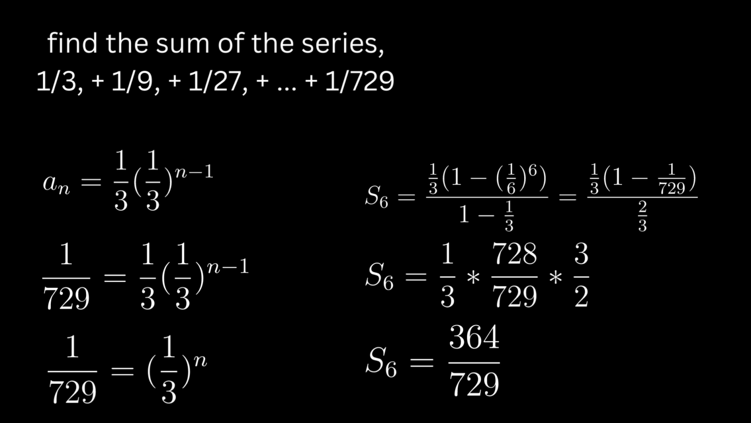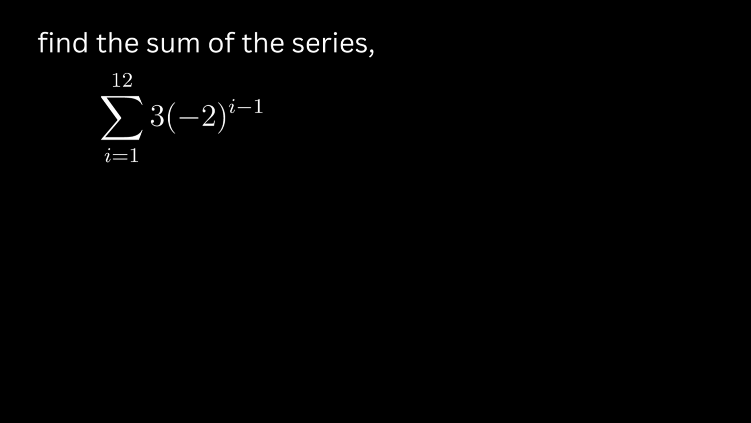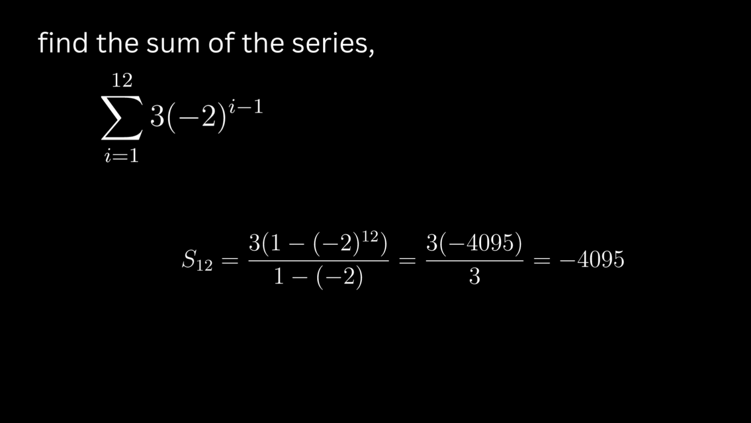Another example. Find the sum of the series: the summation of 3 times -2 raised to the quantity i minus 1 from i equal to 1 up to 12. Solution. This series is geometric with first term 3, ratio -2, and n equal to 12. We use the formula for the sum of the first 12 terms of a geometric series. Plugging the values, we get S sub 12 is equal to 3 times the quantity 1 minus -2 raised to 12 over the quantity 1 minus -2, which is equal to 3 times -4095 over 3. Cancel 3, we get -4095 as our final answer.